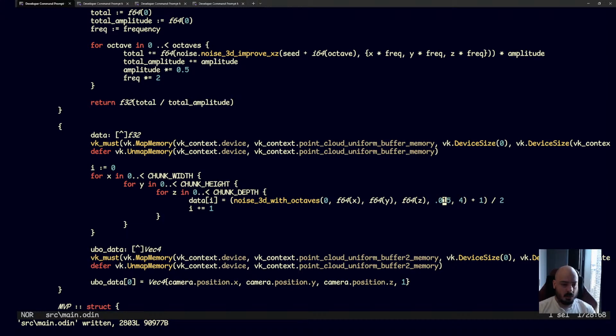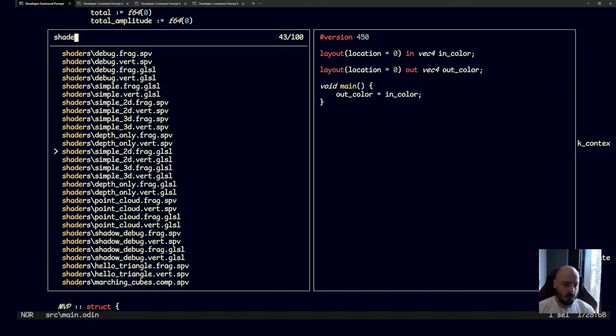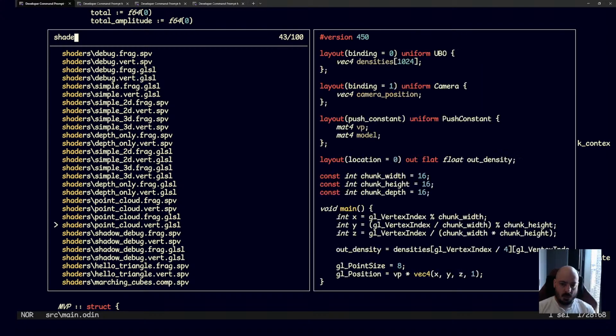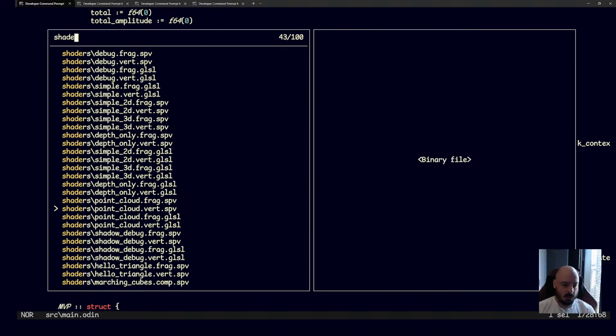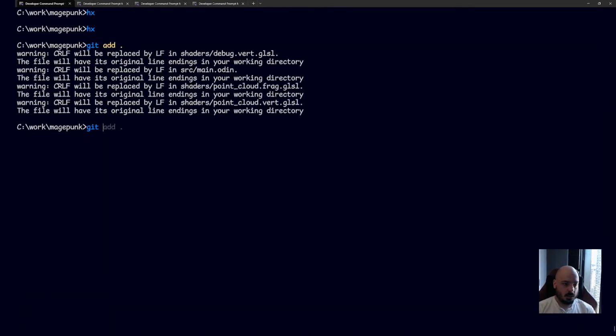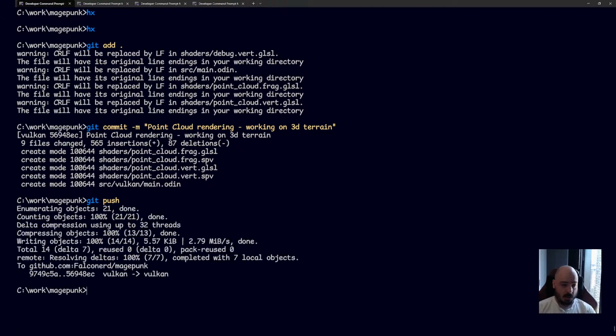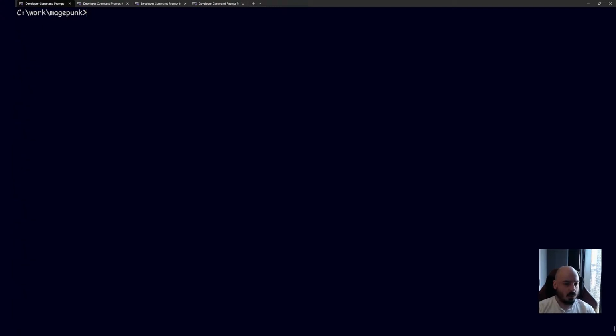And then what I want to do is have a look at the shader, which I realize I've still called a point cloud and I didn't commit it. So I'm going to commit this right now. Point cloud, rendering, working on 3D terrain. Yeah, the capitalization and non-capitalization of that sentence is cursed.